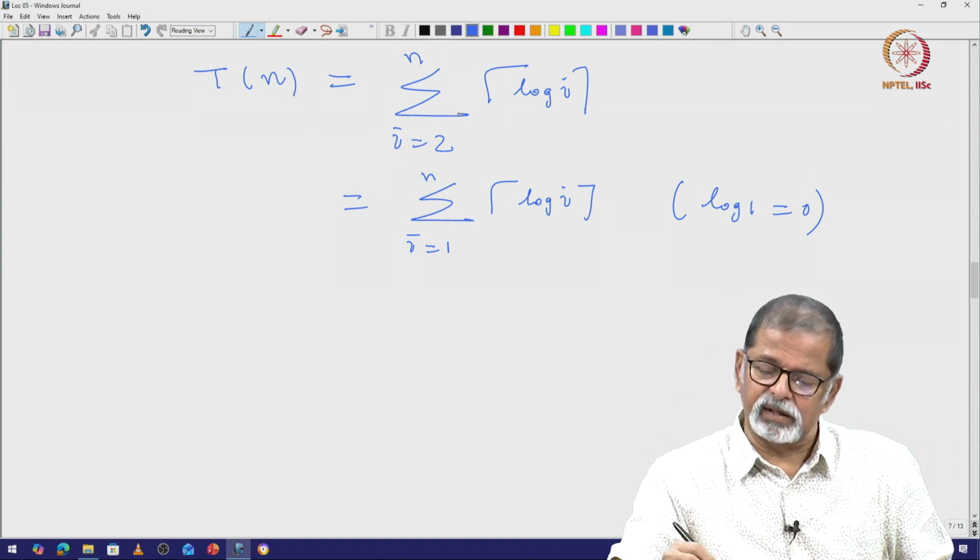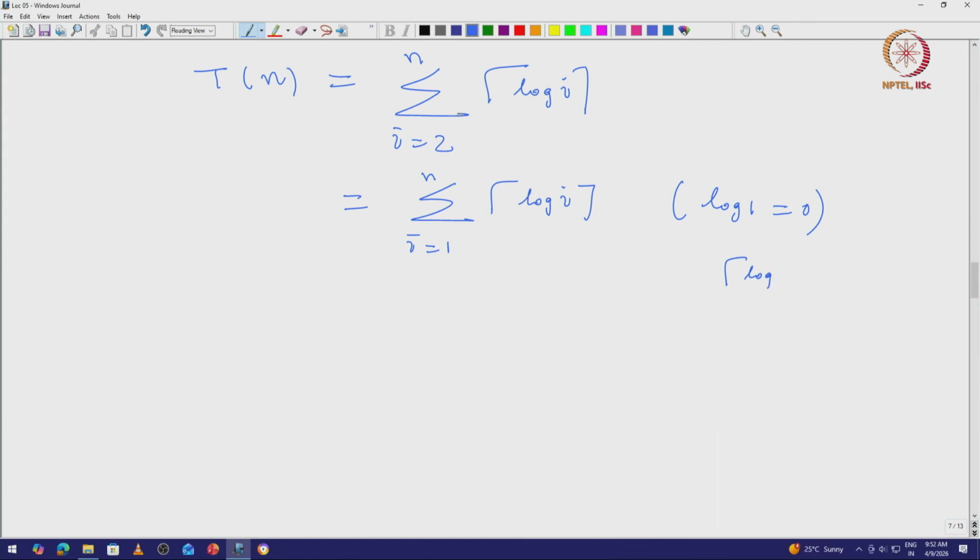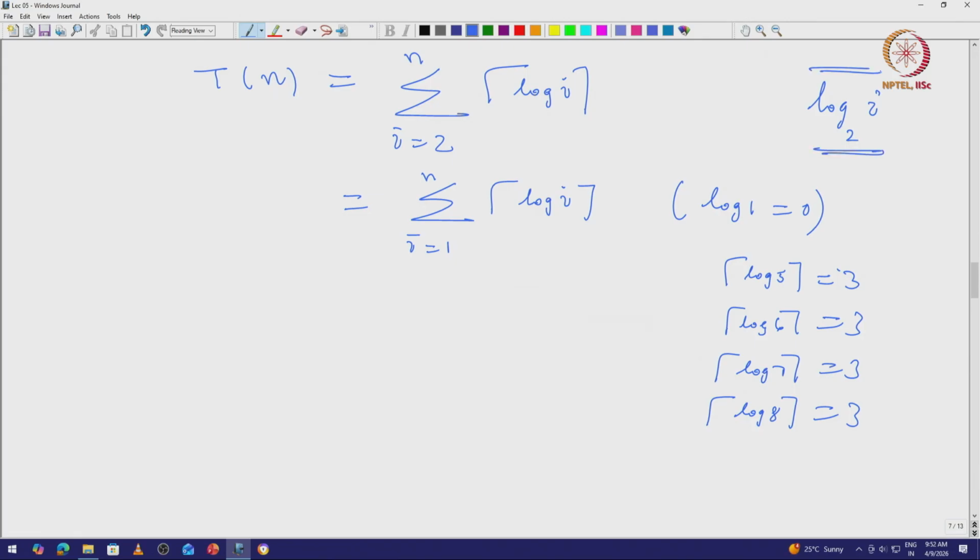For example, ceil log 5. Log 4 is 2. So, log 5 will be something like 2 point something. So, when you take ceil you will get 3, and ceil log 6 will also be 3. Ceil log 7 will also be 3. Ceil log 8 will also be 3. We are considering the base 2, okay, log I to the base 2. So, see log 8 is also 3.